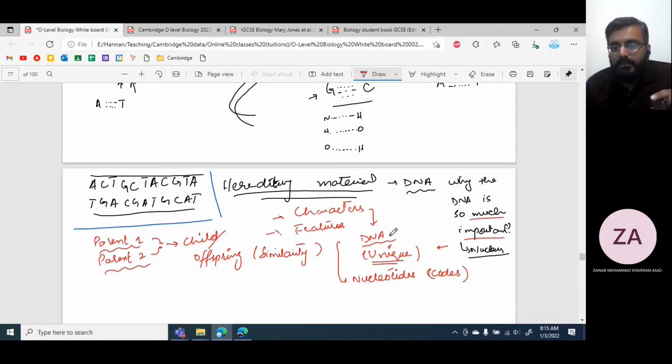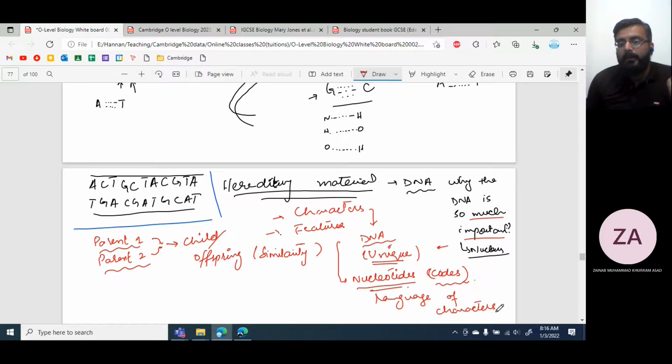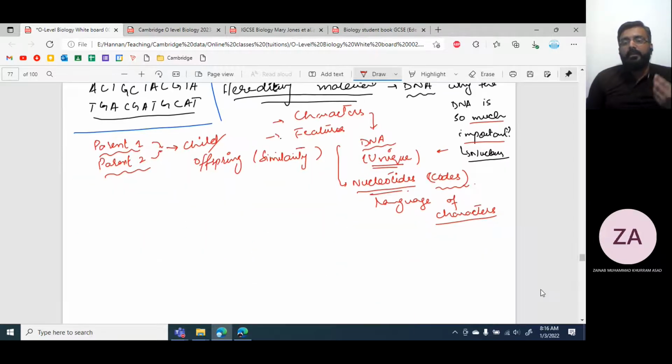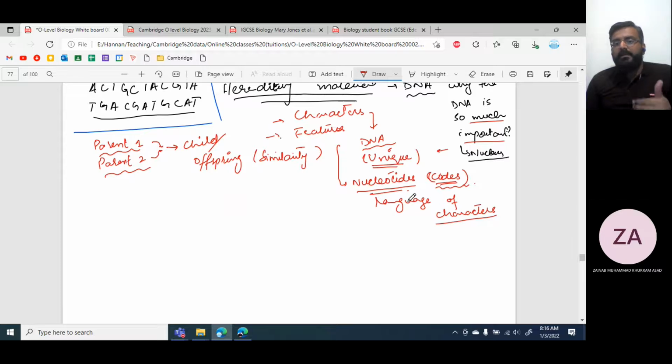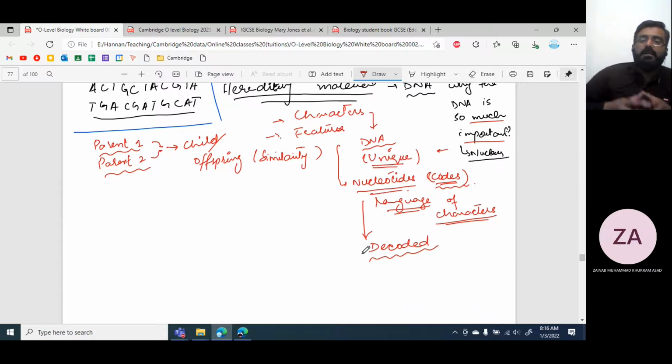Similarly, there are certain codes present on the DNA in the form of nucleotides, which are an indication, which is a language. According to scientists, the nucleotide is a language of characters which are going to be defined in the upcoming offsprings. For example, DNA contains the codes. This is the language of characters, and these codes must be decoded. These codes must be translated. Codes must be converted into a language that should be understood by our body.